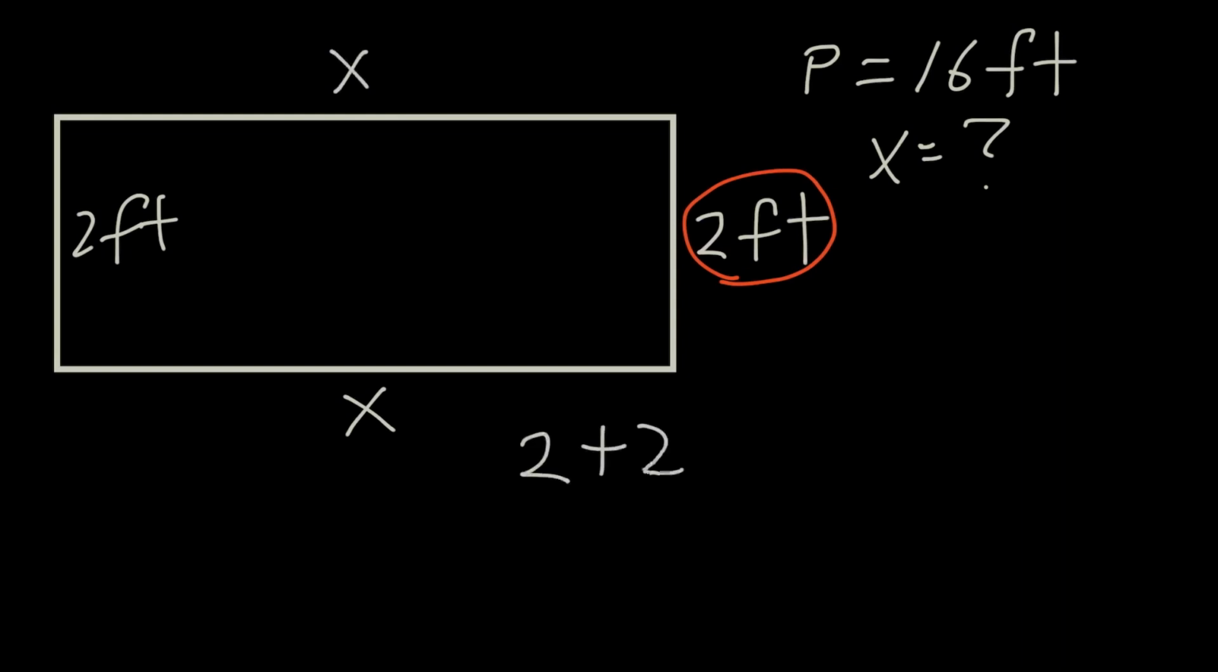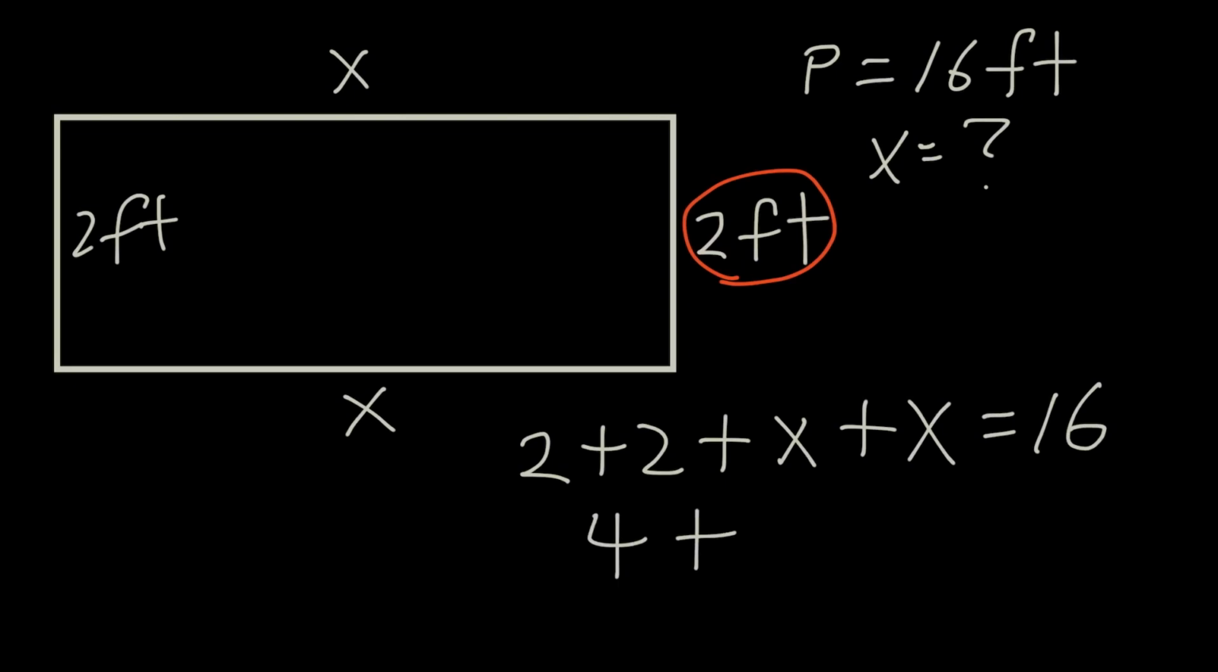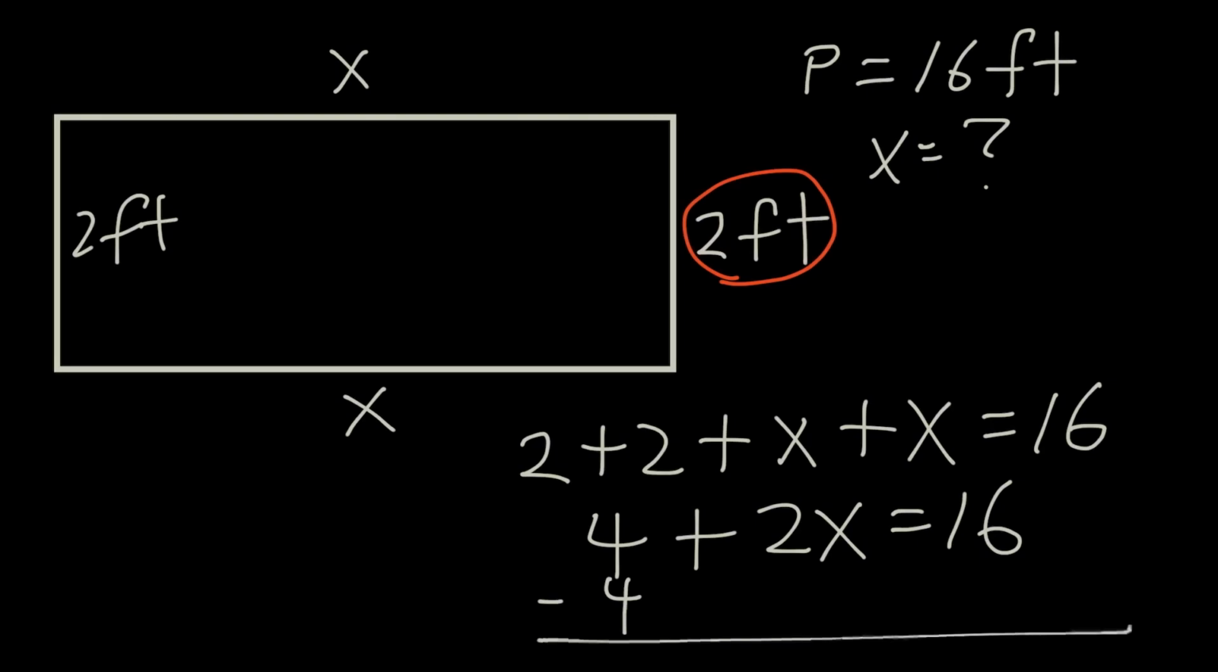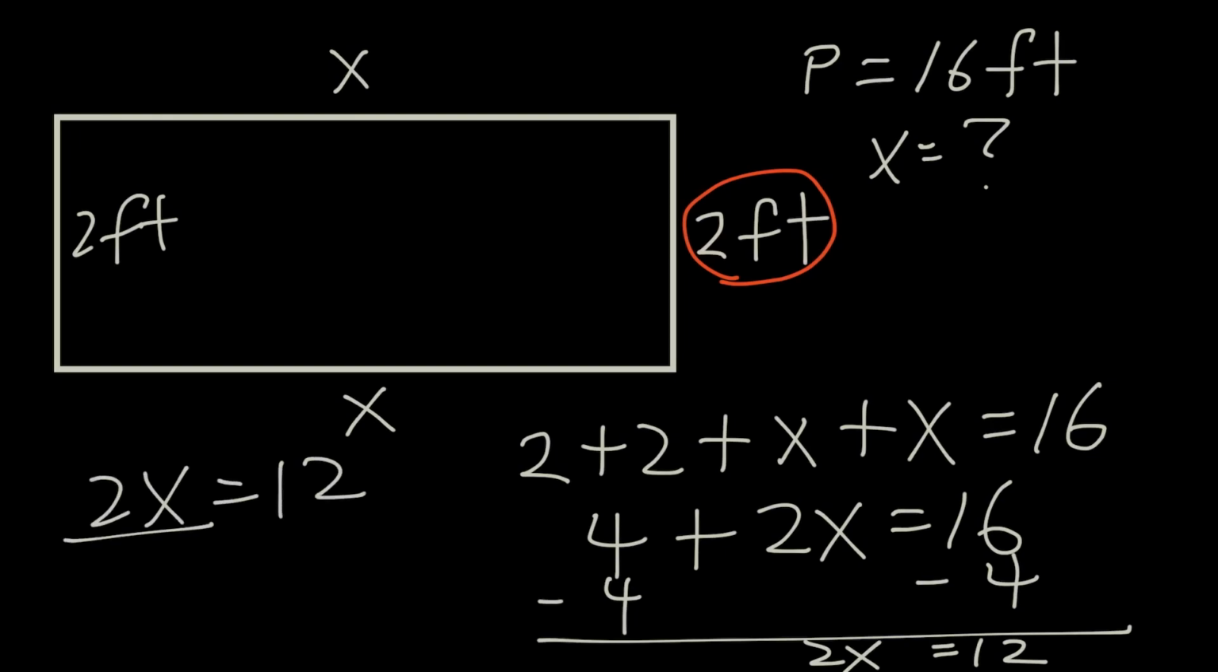2 plus 2 plus x plus x equals 16. Okay, so 2 plus 2 equals 4, plus 2x, so 4 plus 2x equals 16. If we move the 4 to the other side, we will end up with 12. So now we have 2x equals 12. We divide that by 2, and the answer is 6 feet.